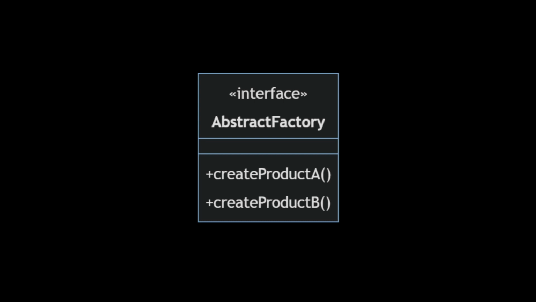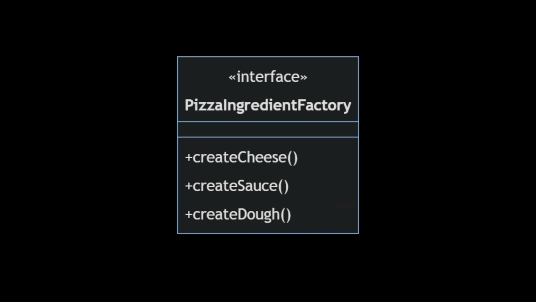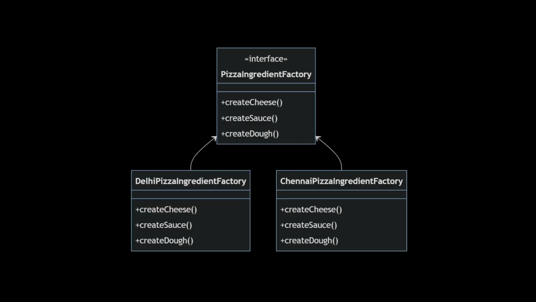Let's see how this works. For our pizza store, the abstract factory for our ingredient would look like this. Now for our Delhi and Chennai pizza stores, we can create a concrete pizza ingredient factory by implementing this interface and use our preferred type of ingredient.